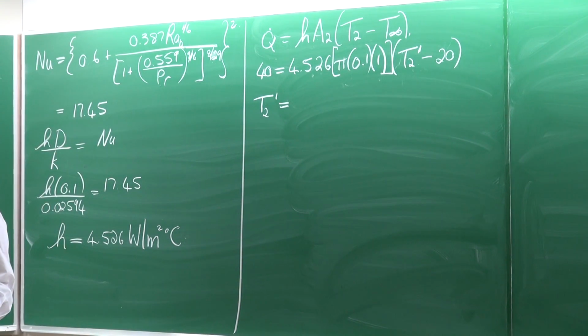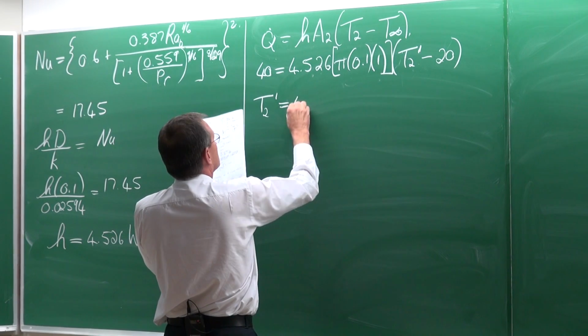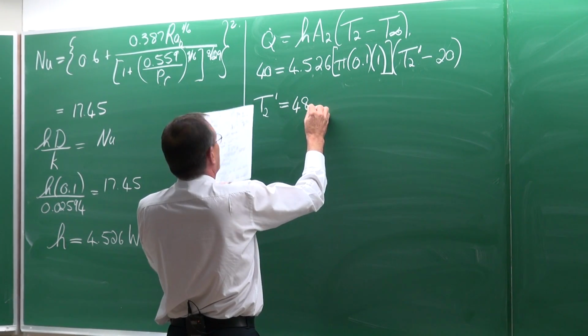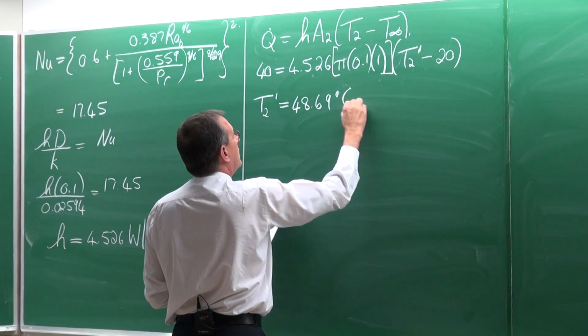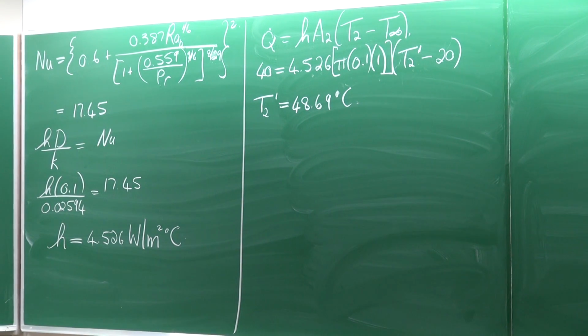And this temperature, T2, like that, is now going to be my new temperature. I would like to calculate it and check if it is 40. Well, if you do the calculation, you'll see that it is going to be 48.69. So, the estimate was out by almost 9 degrees Celsius.